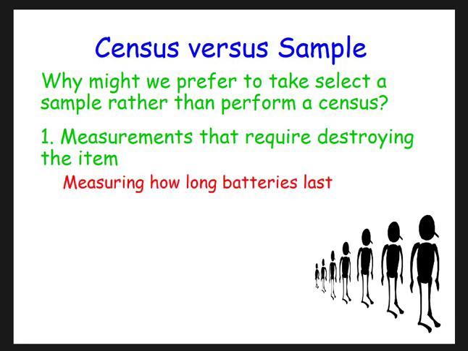So measuring how long batteries last is an example. You use a battery and you wear it down until it's no good. Well, you can't test every battery or you won't have any left that are charged up to sell. Safety ratings on cars. Again, you can't crash every car into the wall.